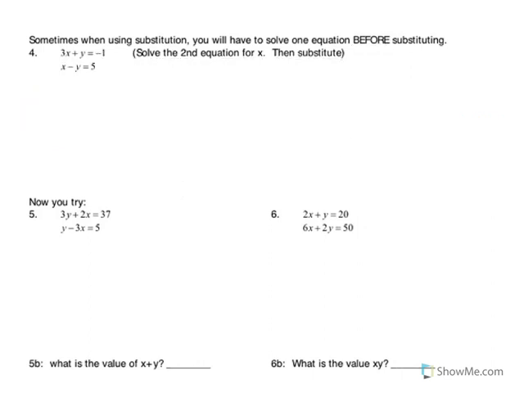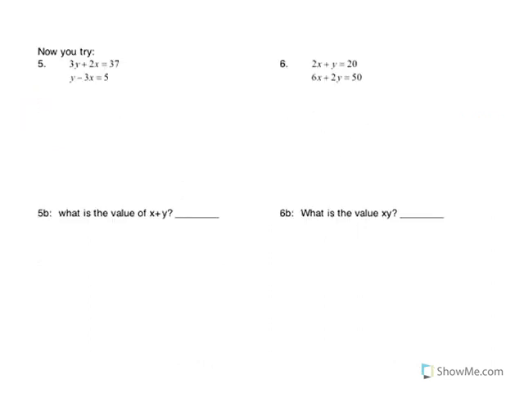Okay, on 5 and 6, it says for you to try it. So why don't you hit pause in just a moment and try these yourself. And what I suggest is you look over the two equations to see which one could easily be solved for either y equals or x equals. Just look and see which one you could do and then solve it, and then go ahead and do your substitution. So give it a try, hit pause, try it, and then you can come back and see how you did.